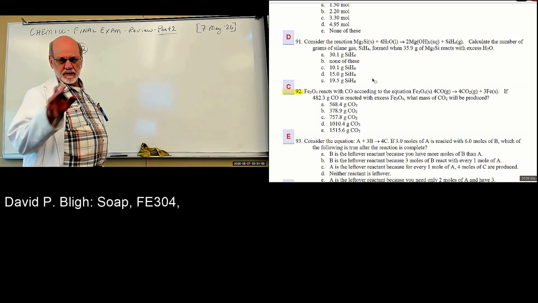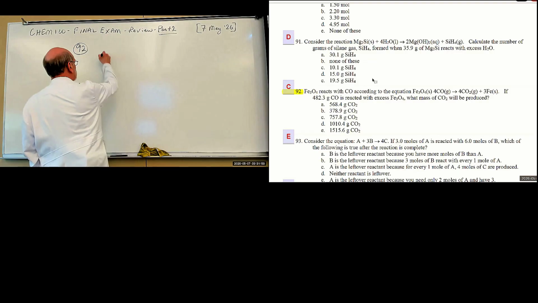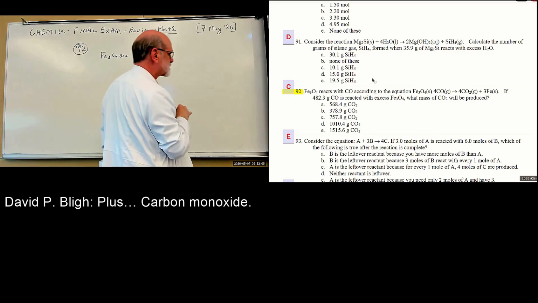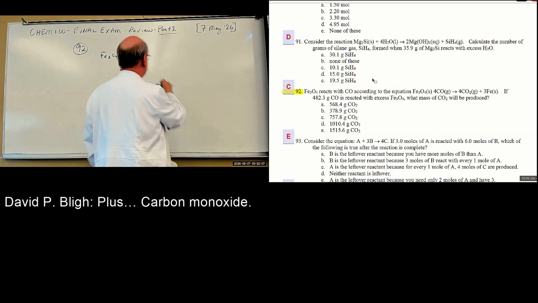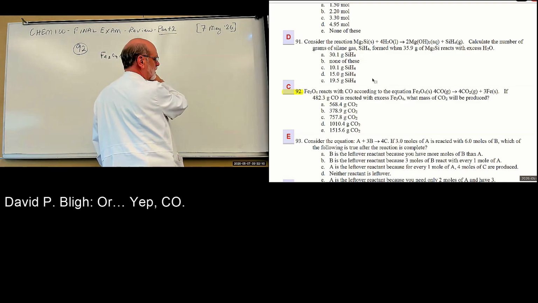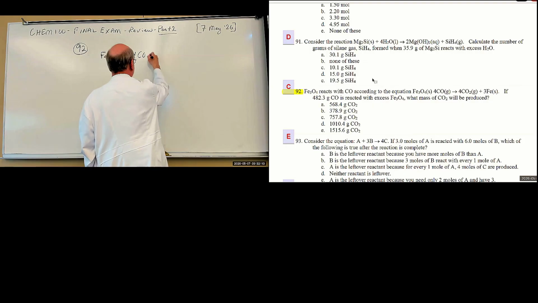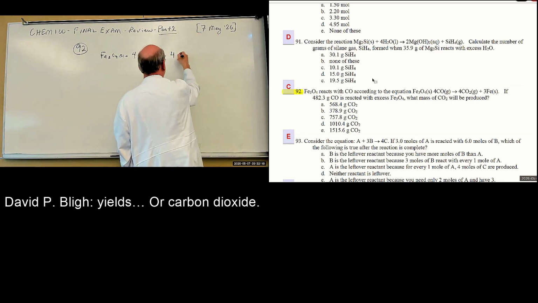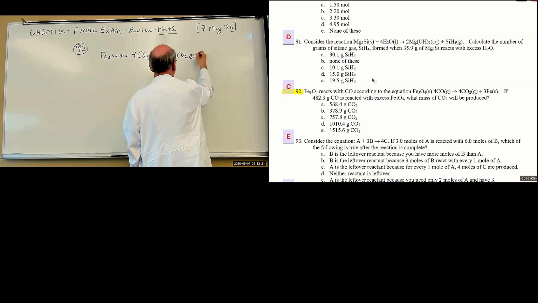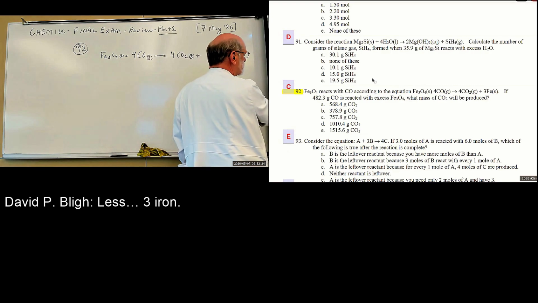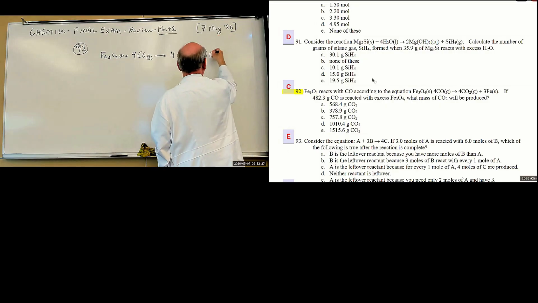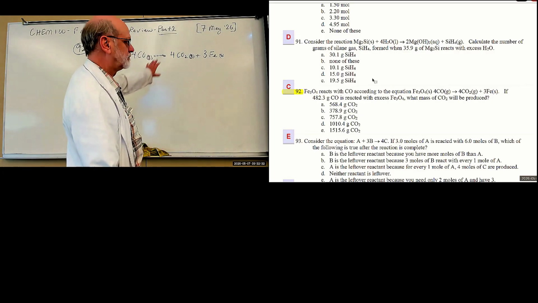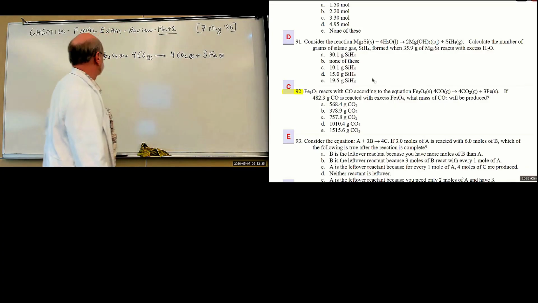So, Fe3O4 plus carbon monoxide, or, yep, CO, yields carbon dioxide plus 3 iron. All right.